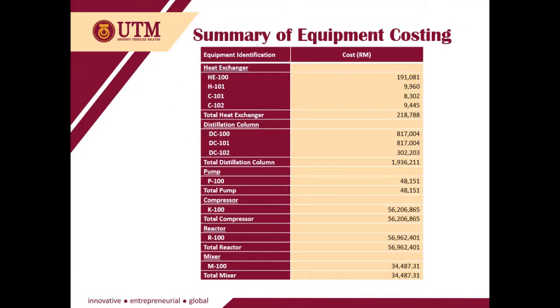This is the summary of equipment costing. The total cost on heat exchanger is around 200,000 ringgit. The total cost on distillation column is around 1.9 million ringgit. The total cost on pump is around 49,000 ringgit. The total cost on compressor is around 56 million ringgit. The total cost on reactor is around 56 million ringgit, and the total cost on mixer is around 34,000 ringgit.